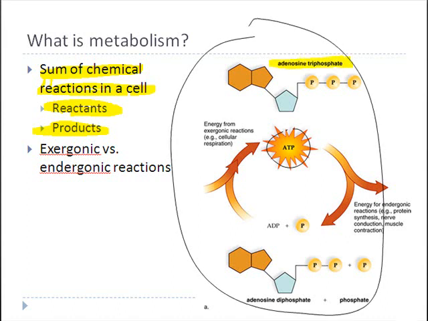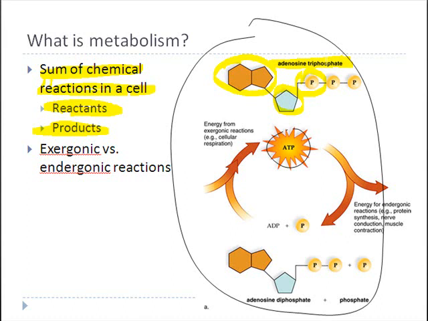Adenosine triphosphate, meaning it is a nucleotide with 3 phosphate groups attached. Now remember, a nucleotide contains a sugar group, a nitrogenous base, and at least 1 phosphate. In this case, adenosine triphosphate has 3.